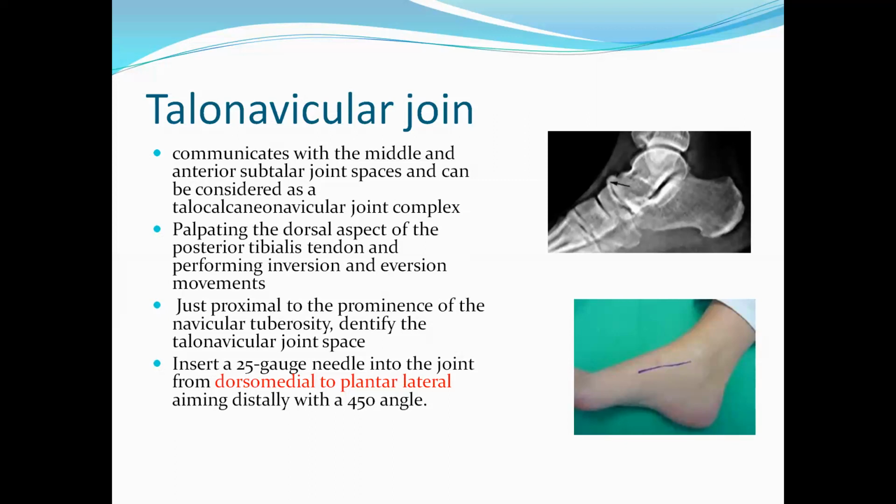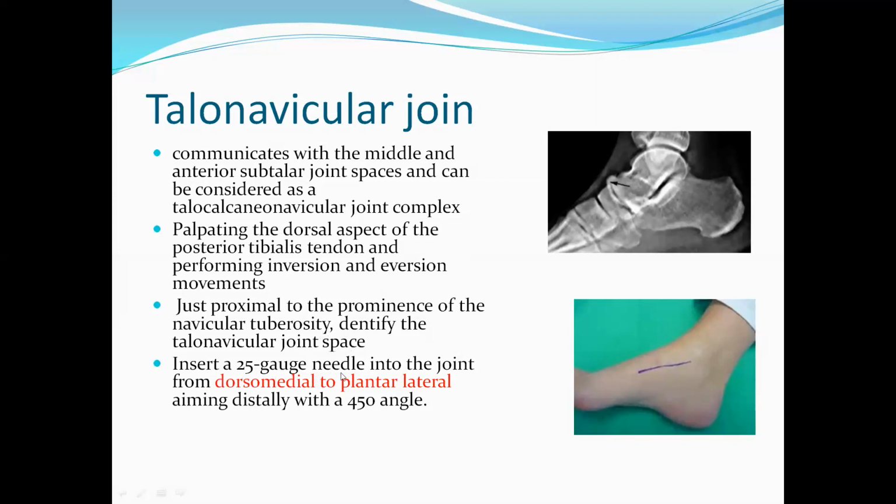As you know, the navicular is a boat-shaped bone. It is concave distally, convex proximally. Here you have to palpate for clinical or surface landmarking. Palpate the tibialis posterior muscle and try supination and pronation. Keep palpating the navicular tuberosity and go superficially, anteriorly, and towards the hindfoot. You will get a space just above the navicular tuberosity. Just proximal to the prominence of the navicular tuberosity, identify the talonavicular joint space.